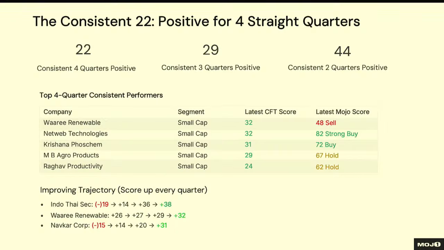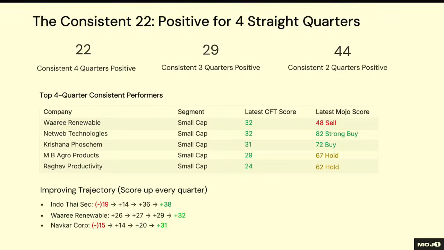MB Agro Products, some of these companies are in our Infinity portfolios. And Raga Productivity, both are 29-24, currently hold in the system. MB Agro is quite close to a buy, getting into the buy zone, but otherwise they are hold in the segment.